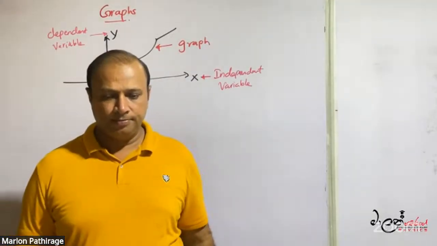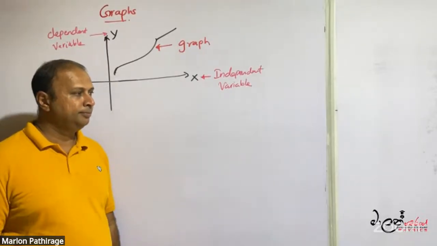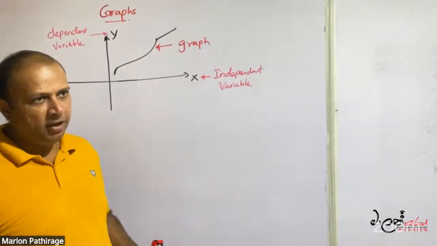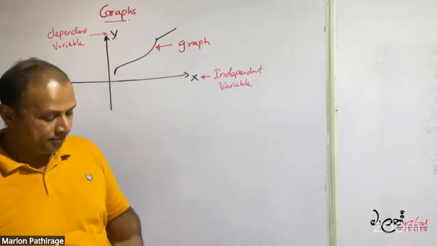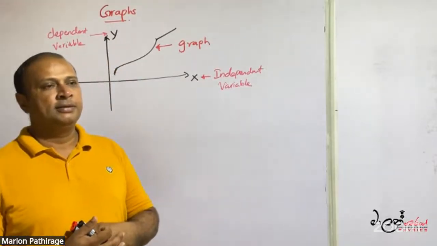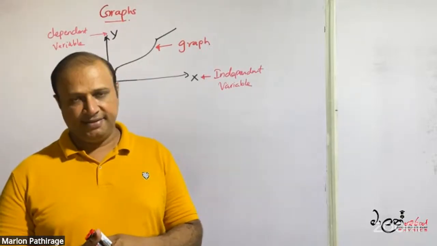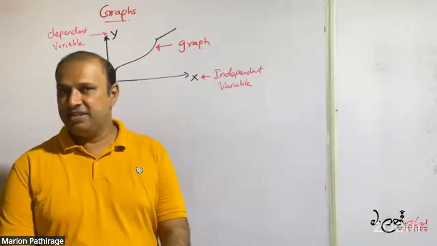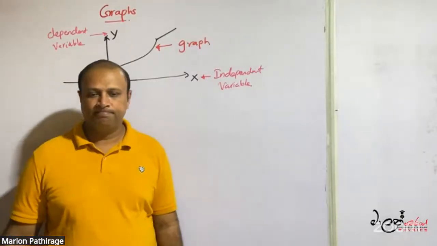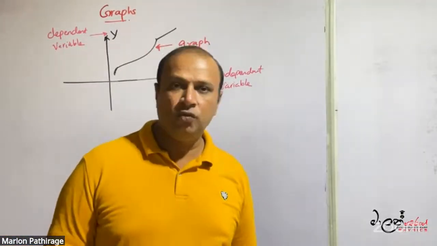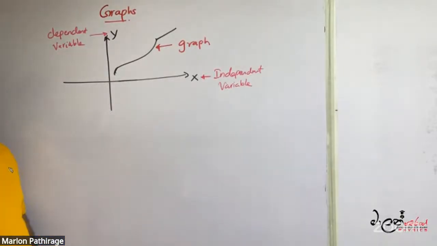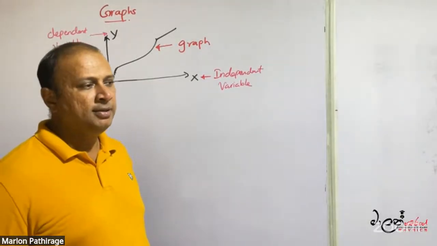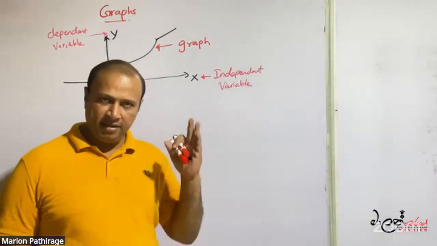As a general rule, the independent variable is represented by the x-axis, while the dependent variable is represented by the y-axis.